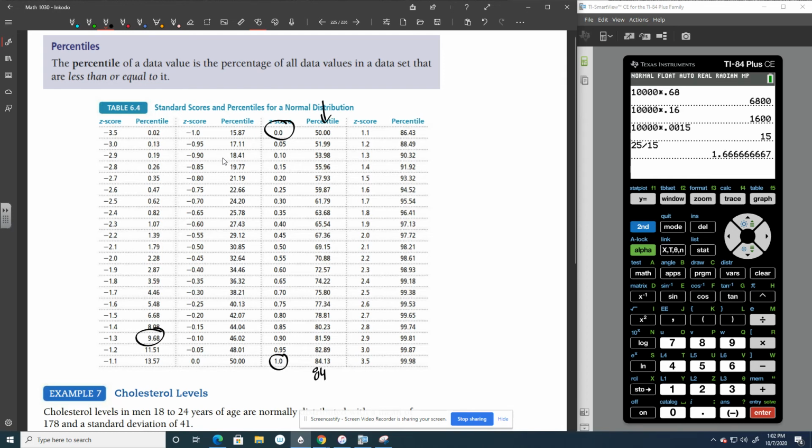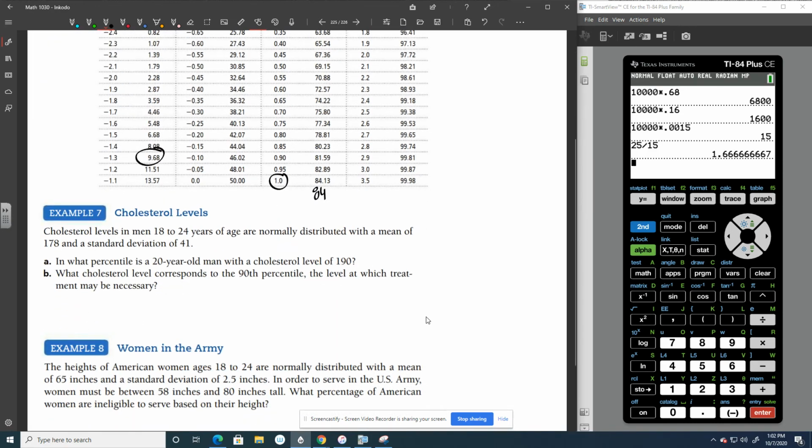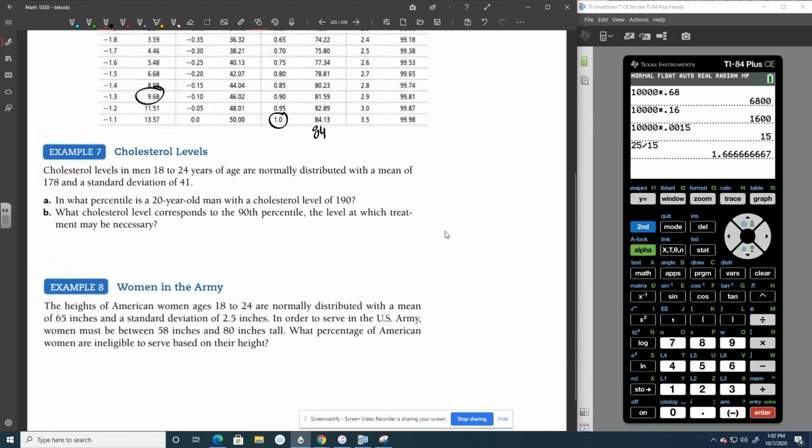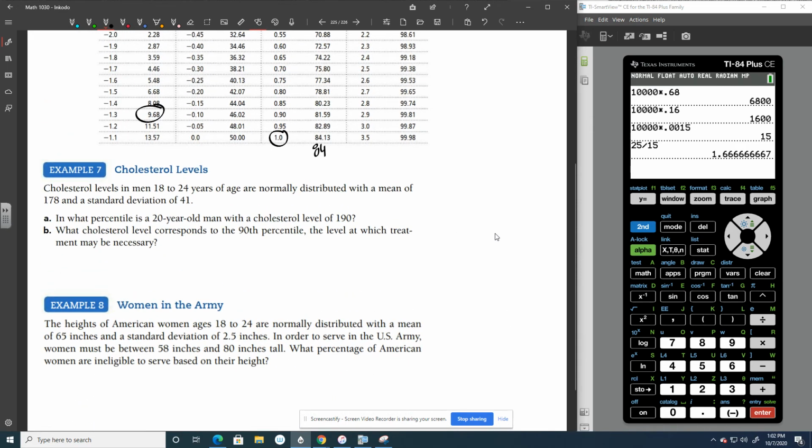Okay. So example 7: cholesterol levels in men 18 to 24 years of age are normally distributed with a mean of 178 and a standard deviation of 41. In what percentile is a 20-year-old man with a cholesterol level of 190? So the first thing I need to know for percentile is the z-score.